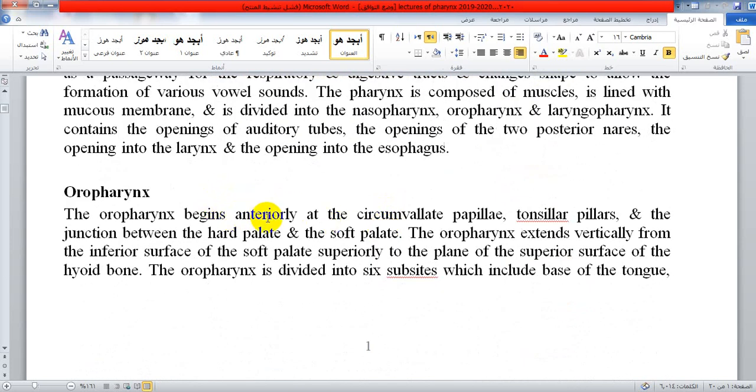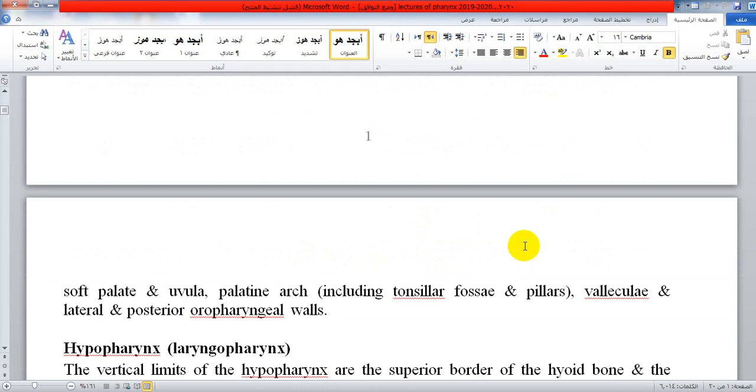The oropharynx begins anterior to the circumvallate papillae, tonsillar pillars, and the junction between the hard and the soft palate. The oropharynx extends vertically from the inferior surface of the soft palate superiorly to the plane of the superior surface of the hyoid bone. The oropharynx is divided into 6 subunits or subsites, which include the base of the tongue, soft palate and uvula, palatine arch including tonsillar fossa and pillars, valleculae, and the lateral and posterior oropharyngeal walls.